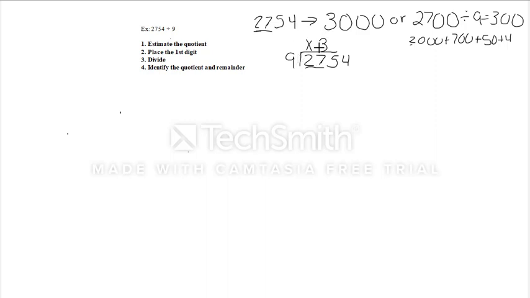So 9 times 3 is 27. After I multiply, the next step is to subtract. I subtract and I get a 0. Then I bring down what I haven't used, one digit at a time. I did not use the 5, so I'm going to bring that down. And now I'm dividing 9 into the 5. So now I'm dividing down here, not up here anymore, because I brought it down.